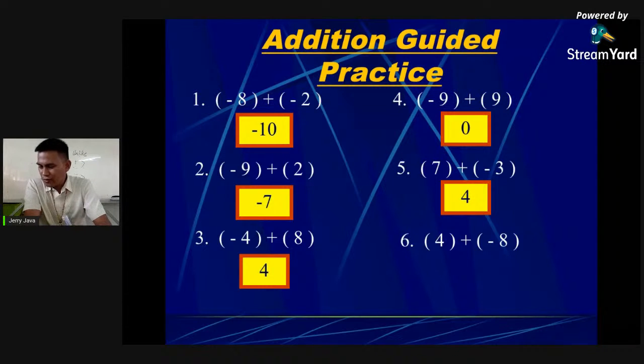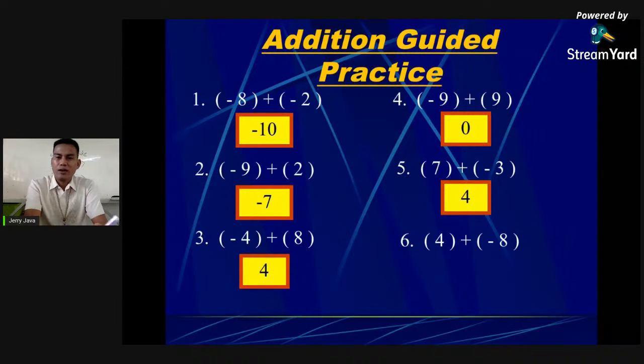Negative 4, negative 4. Other answers, please. What's taking you long? Negative 4, negative 4, negative 4, negative 4. Somebody says 12. Negative 4, negative 4.